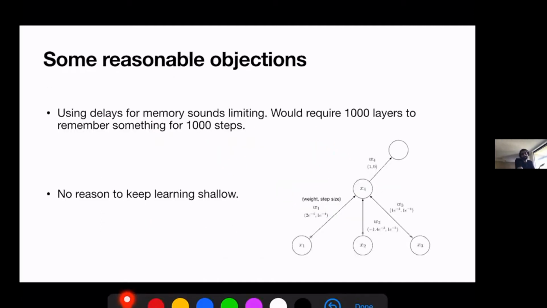So at this point, you could have some reasonable objections. One is, why am I suggesting to use delays for memory? It sounds very limiting. It essentially means that if I want to remember something for 1,000 time steps, then I need a network with a depth of 1,000 steps, and you would be right. That is a big limit. And then also, when I generate these features, I could pass gradients all the way back and do deep feature learning.